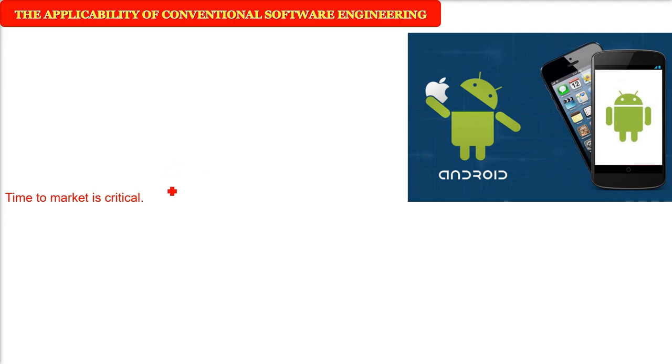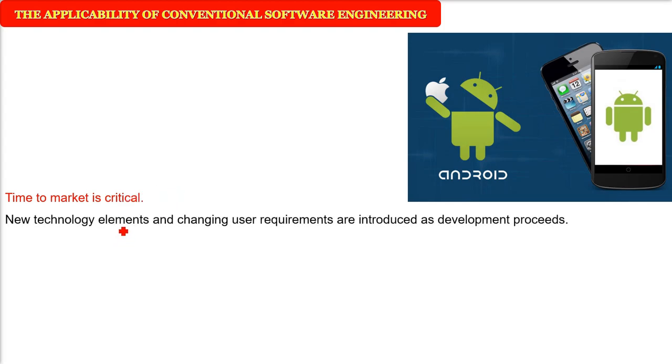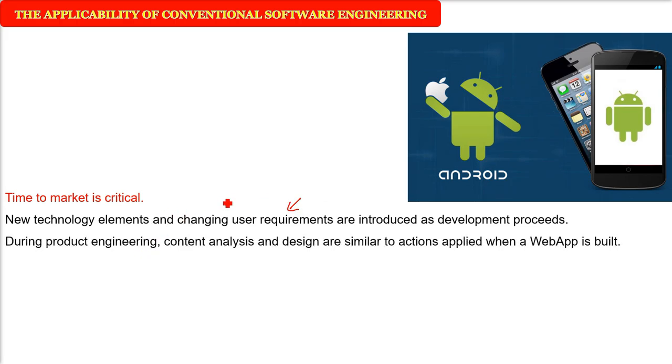The mobile app is developed for a short span of time. Time to market is critical. Until you make it, the other party will come with the solution. New technology elements are coming, the user requirements are changing, so the development will always have to cater to the requirements. During the product engineering, the content analysis and the design are done. These are the actions which are applied whenever you develop a web app.